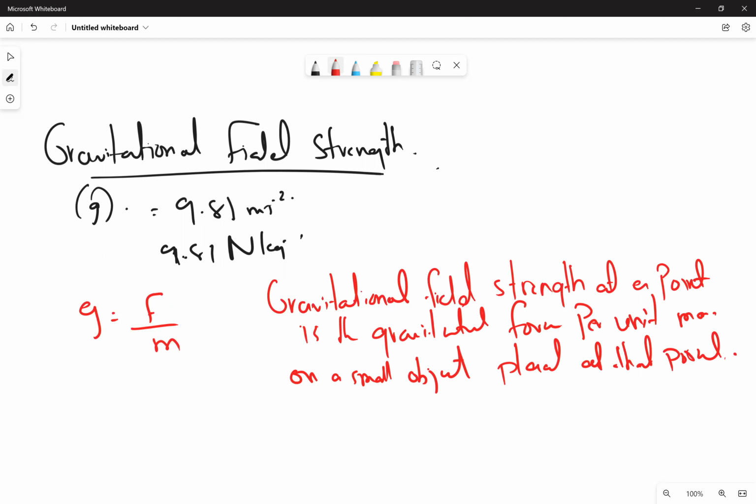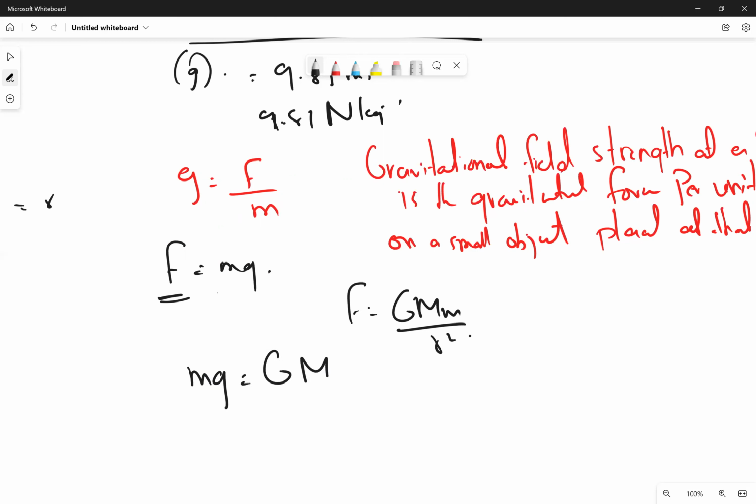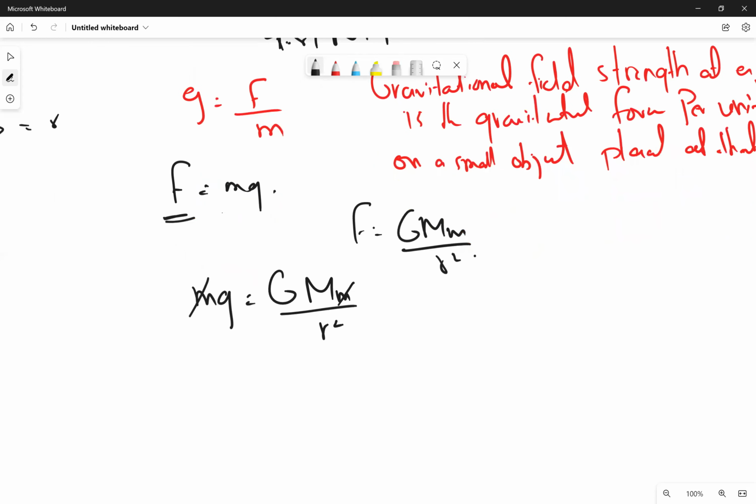All right. So you can rearrange this formula to make F the subject as well, and it's going to become mg, the equation of weight basically. Let's equate, because F is equal to mg and F is equal to GMm over r squared. We've also studied this formula. Mg is equal to GMm over r squared. Let's eliminate the m's. So gravitational field strength is also equal to GM over r squared. This is another formula for it.